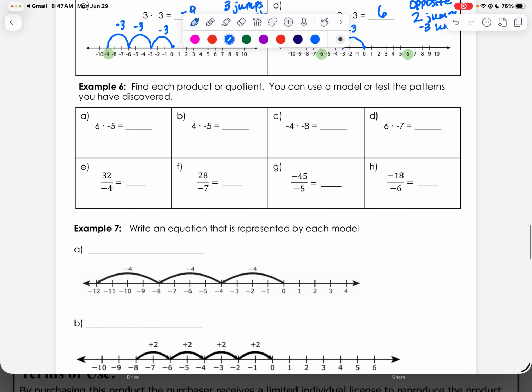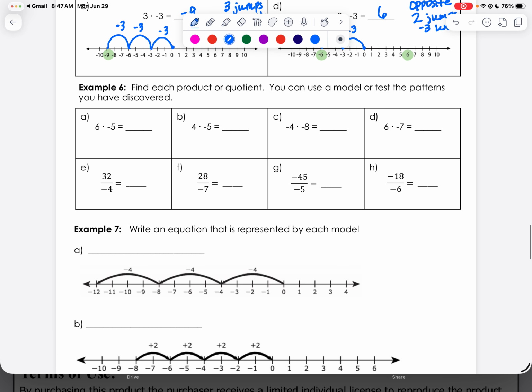All right, in example 6, it says find each product or quotient. You can use a model or test the patterns you have discovered. So what I'd like you to do now is pause the video, try each one of these problems. When you're finished trying them, come back and check your answers.